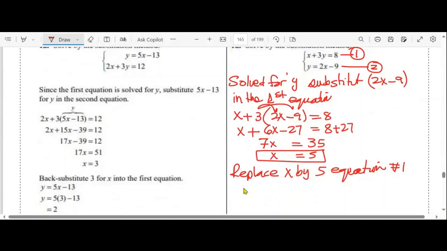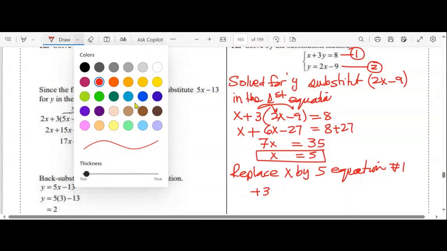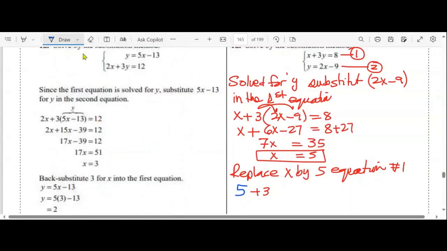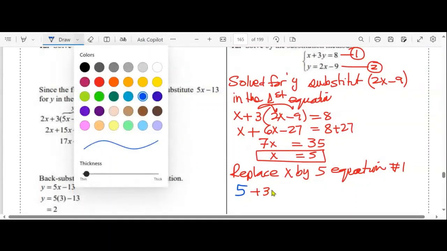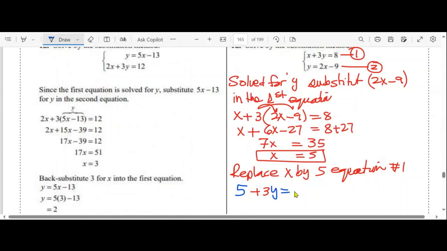Okay, so you get x plus 3y. I'm sorry, it's going to be 5. Here we're going to put 5. So put 5 here. Okay. 5 plus 3y equals 8. Good. So that gives you 3y equals 3. So y equals what?